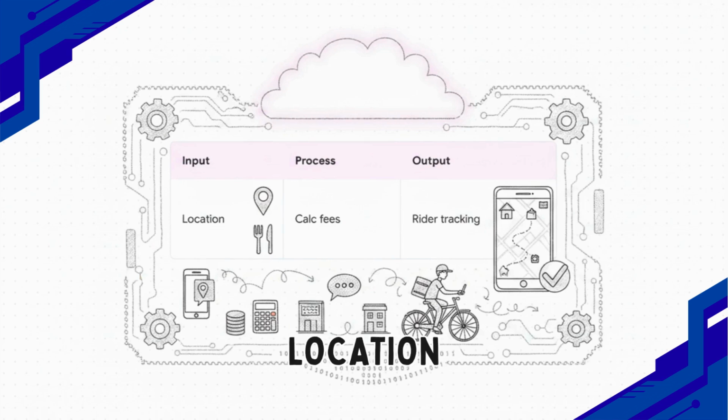Your inputs are your location and your chosen meal. The process is doing some incredible heavy lifting. It's calculating delivery fees, pinging the restaurant system, and assigning a driver. Finally, the output is that deeply satisfying live map tracking your rider right up to your front door. It's like magic, but really, it's just IPO logic.